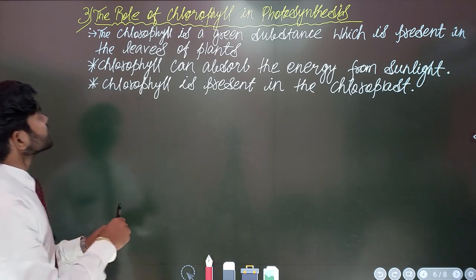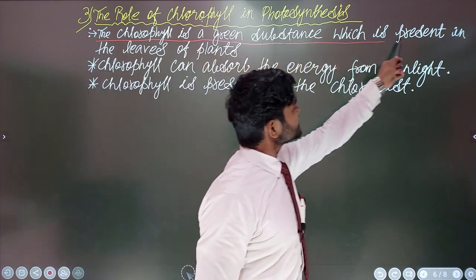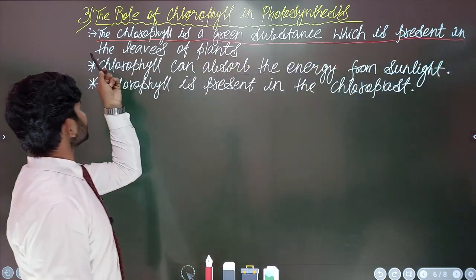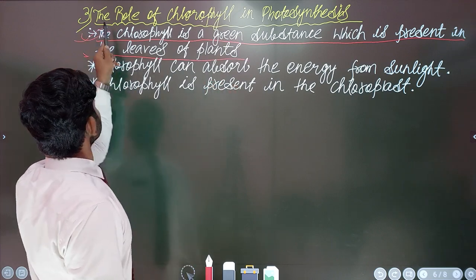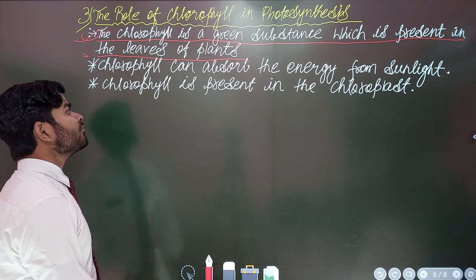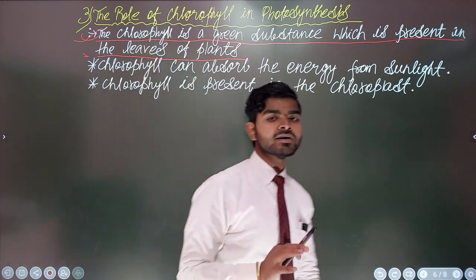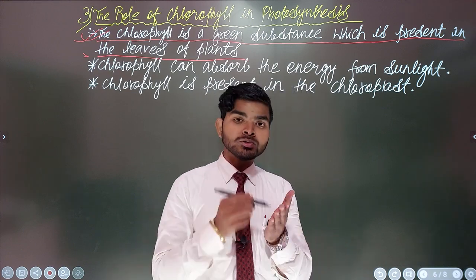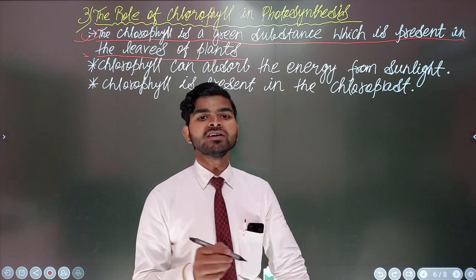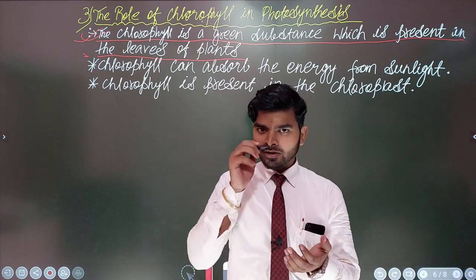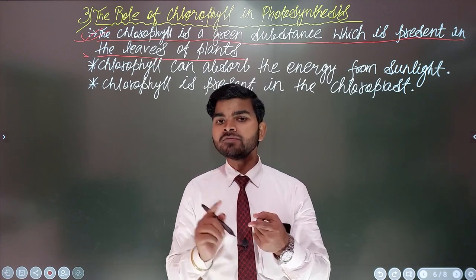I have mentioned here that chlorophyll is a green substance which is present in the leaves of a plant. This is the important thing. There is chlorophyll, and what is chlorophyll? It is actually a green pigment which is present in the leaves of a plant, and due to chlorophyll, the color of the leaf is green.